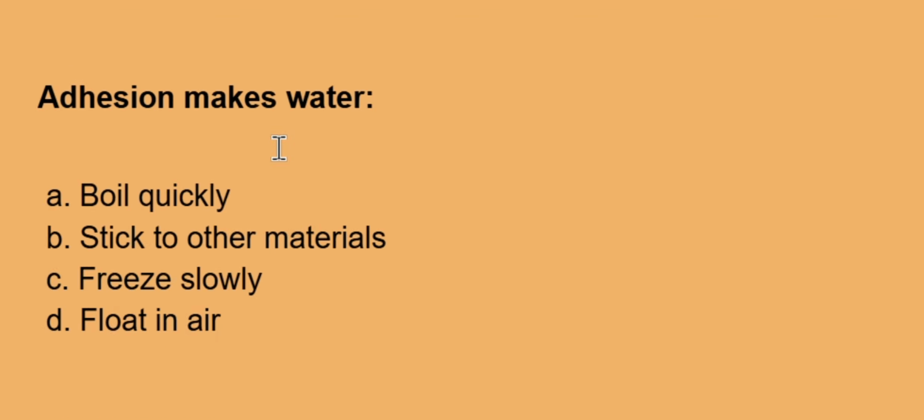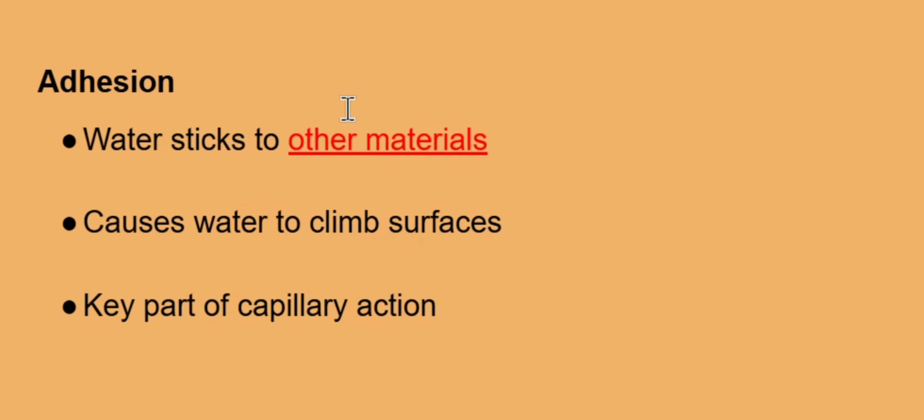Question, adhesion makes water A, boil quickly, B, stick to other materials, C, freeze slowly, or D, float in air. The correct answer is B, stick to other materials. So remember, adhesive is one thing sticking to another. To adhere to is to stick to. Alright, so adhesion is water sticking to something else. So, water sticks to other molecules, and this is what allows water to climb the surfaces.